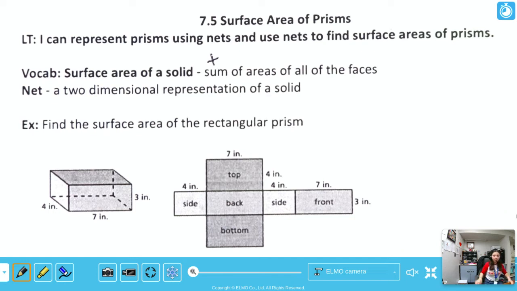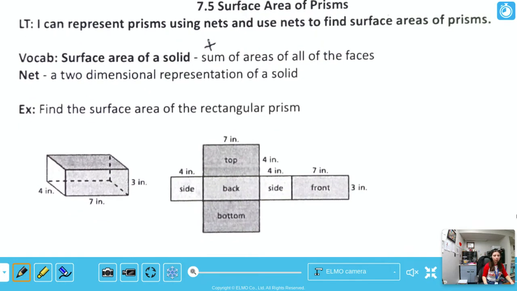So we're going to jump into example 1 where we're going to find the surface area of this rectangular prism. So here's the rectangular prism. Here's the net, the 2D representation of it. So this is showing us all of the faces, the top, the bottom, front, back, side, and side, and it has all our measurements labeled as well. So this is going to help us find the area of each of the faces, top, bottom, front, back, side, side, and then add them all together.